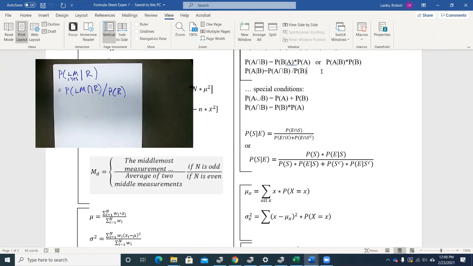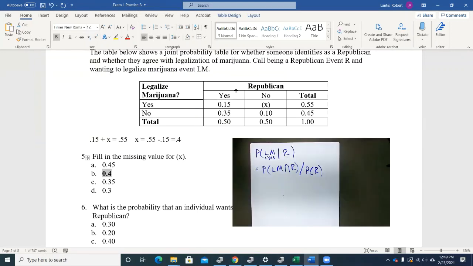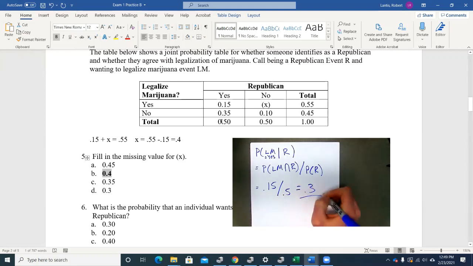Any questions on any of that? Shouldn't be too bad. So once we have that general form of the equation, I think it's always beneficial to just write it out in the context of your example. Now, when we go back here, what's the probability someone wants marijuana legalized and they're a Republican? Legalized Republican, 0.15. So we've got that numerator. What's just the probability that they're a Republican? So what are we dividing by? So yes, Republican. Down here, divide by 0.5. And we get that conditional probability is 0.3. Okay?